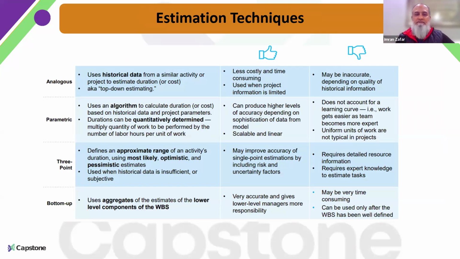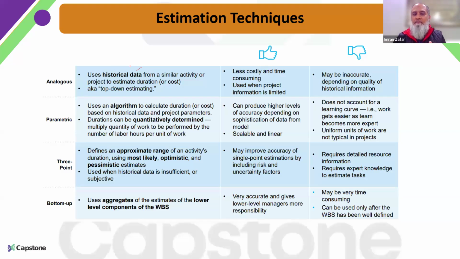The first one is analogous estimation. Analogous estimation is simply utilizing the historical data and putting it as it is. Let's say I have done a similar kind of project, and I know that for this kind of project I needed this much time, so I can copy paste it as it is. This is where we are utilizing historical data for the sake of our project.